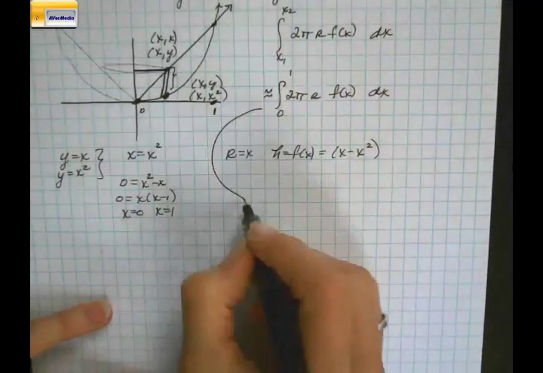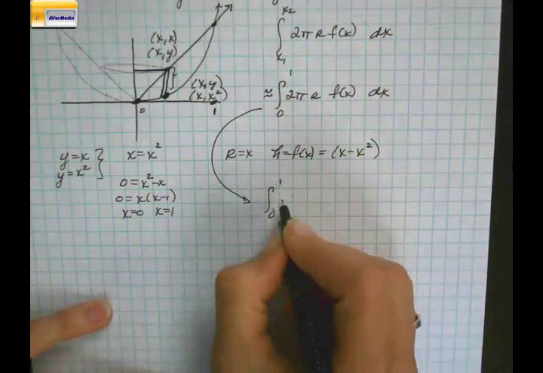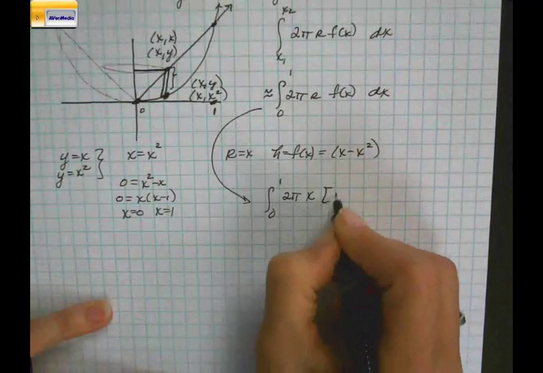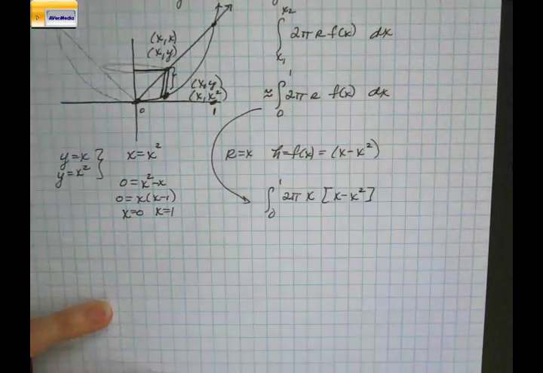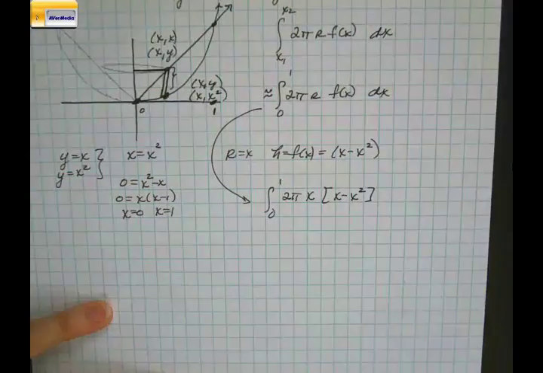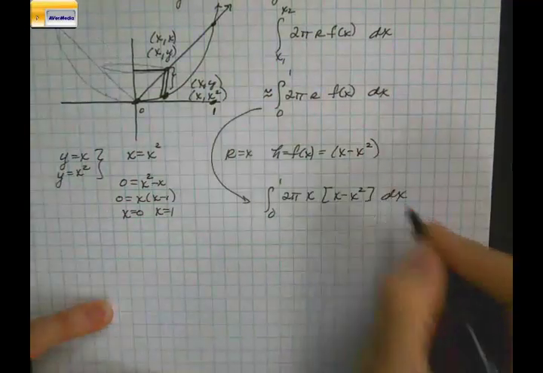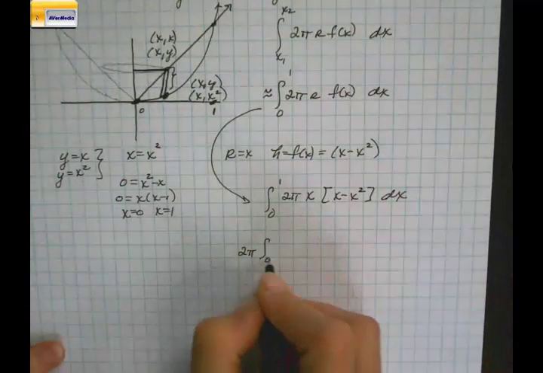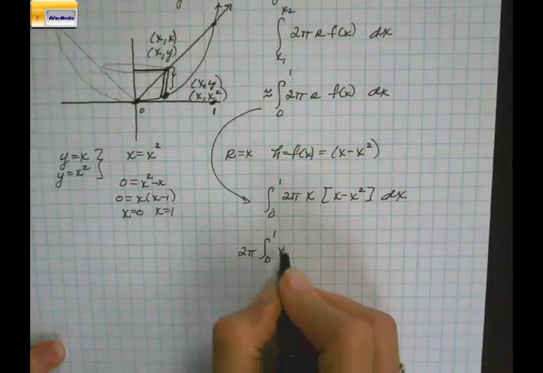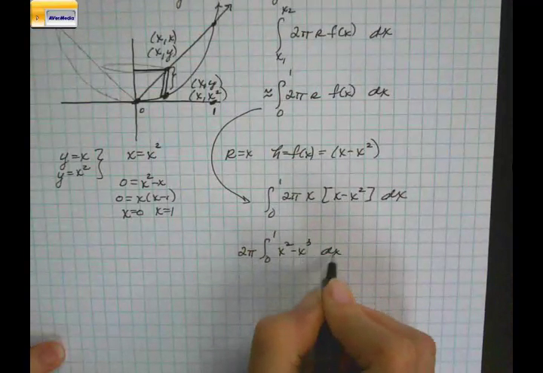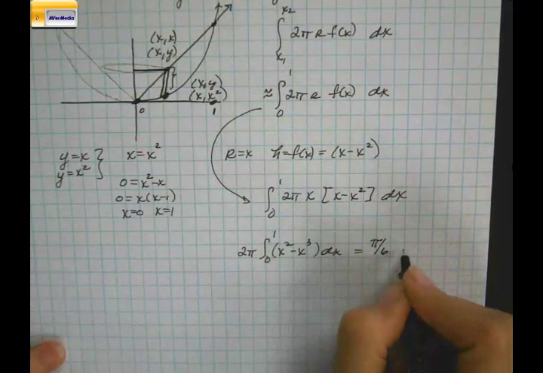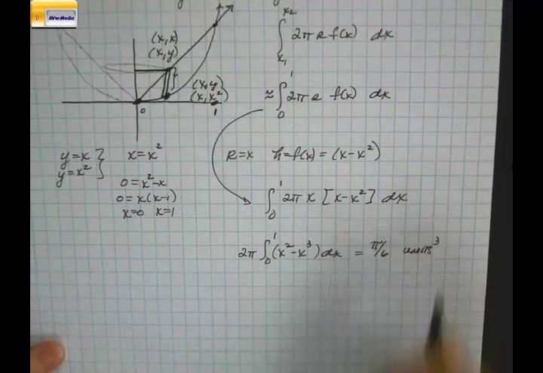So your integral finally becomes the integral from 0 to 1 of 2 pi, r is x, and f of x is x minus x squared, because the height of the cylinder is not going all the way down to the x-axis, dx. Now you're ready to go. You'll pull the 2 pi out front when you integrate this. You'll then distribute the x and get x squared minus x cubed dx. When you integrate this, it is supposed to equal pi over 6 cubic units.